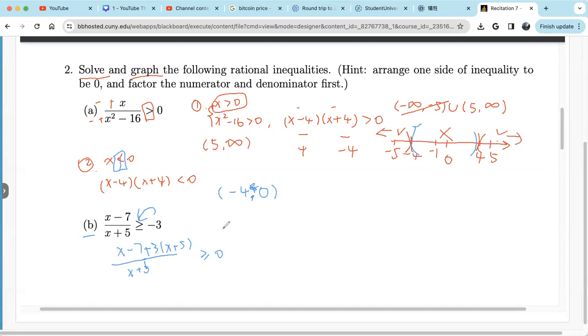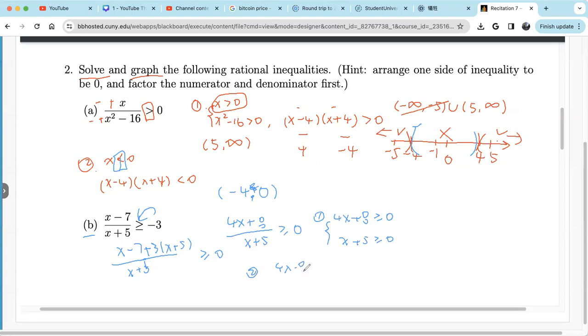So 3x plus x, that's 4x. 7, 3 times 5, 15. 15 minus 7, that's 8. Divided by x plus 5. That has to be greater than or equal to 0. Well, again, two cases, right? So 4x plus 8 greater than or equal to 0, x plus 5, both being positive, right? Or second one is both being negative.